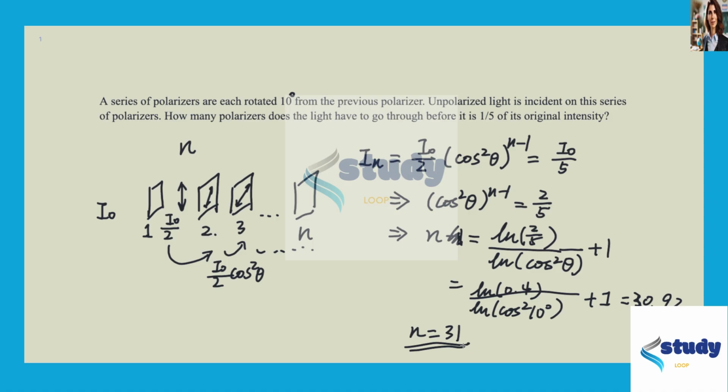So the question asks, how many polarizers does the light have to go through before it is 1/5 of its original intensity? Well, it needs to go through 31. Although it will not be exactly 1/5, it will be almost 1/5 after it goes through the 31st polarizer. So that is the answer for this question: 31 polarizers are required for the intensity to drop below 1/5 of the original intensity.